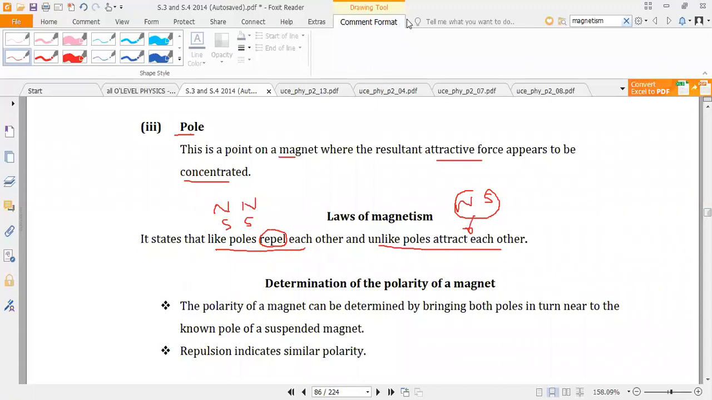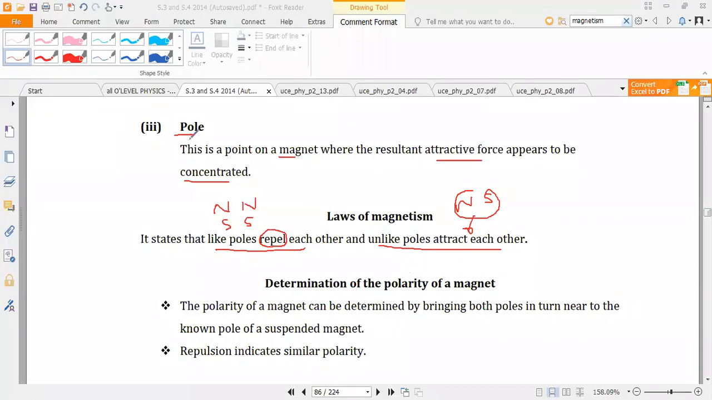Whenever stating this law, please, it is one law. Most people tend to separate it into two, which is not okay. State it as one law: like poles repel and unlike poles attract each other. That is the law of magnetism, or what sometimes we call the fundamental law of magnetism.